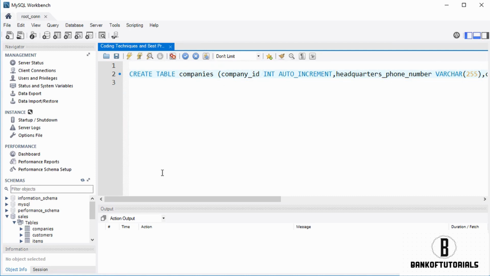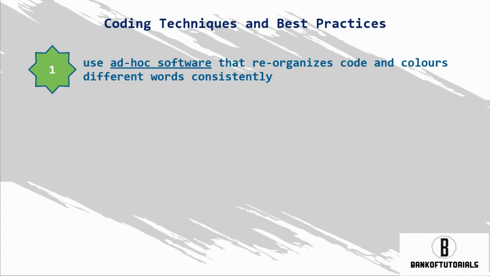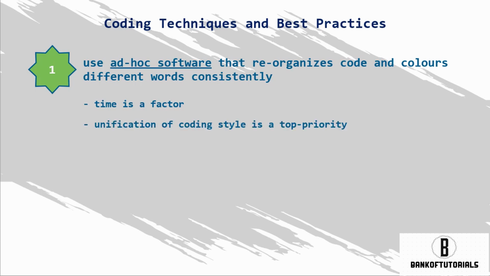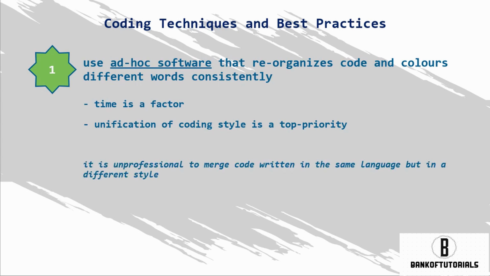Good! As we move on in the course, you will develop an eye for impeccable organization of the code you write. For now, remember there are three main ways to maintain your code well. Number 1. Professionals use ad hoc software that reorganizes code and colors different words consistently. In a more dynamic coding environment, time will be a factor, and unification of coding style will be a top priority. It is impossible to have 50 programmers in your company all writing in the same style. It is unprofessional to merge code written in the same language but in a different style. So, when completed, pieces of working code go through the check of such a software, and your boss will have a pile of code all written in the same style.